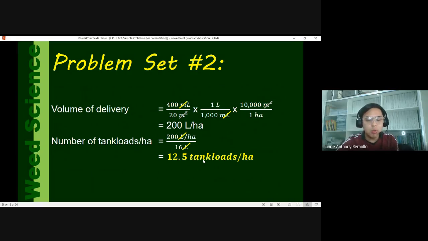After which, we can now compute for the number of tank loads per hectare. So we simply divide 200 liters per hectare by 16 liters, and it will result in 12.5 tank loads per hectare. Okay.